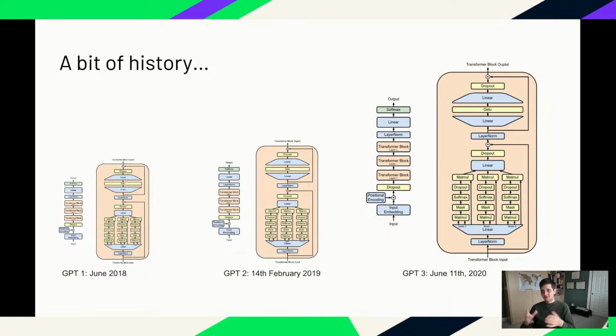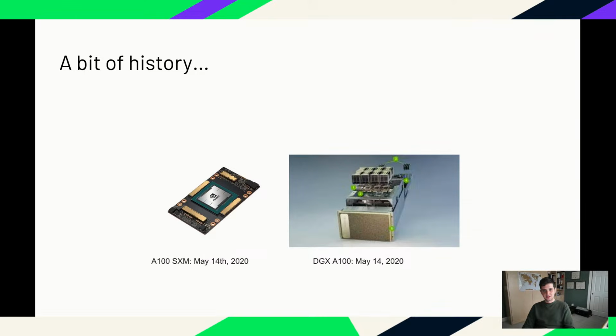In 2018, after the release of our first DGX system, we saw the first GPT. In 2019, we saw the second. In 2020, we saw the third. And as everyone knows, we now have GPT-4. And we just kept getting bigger. We saw our A100 SKU come out in 2020, which is still a workhorse even today, 4 years later.